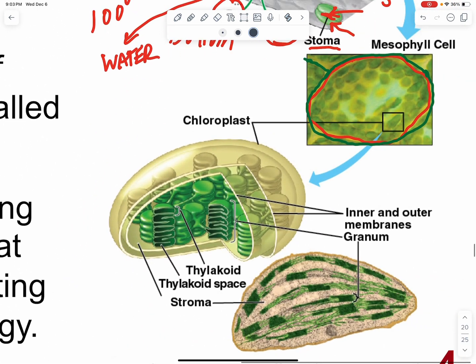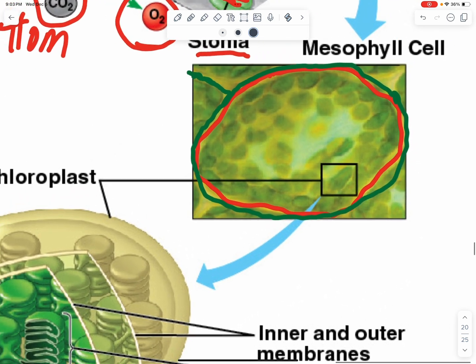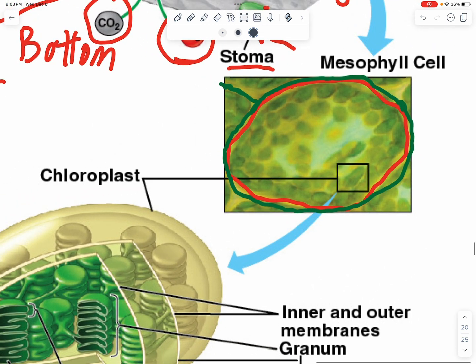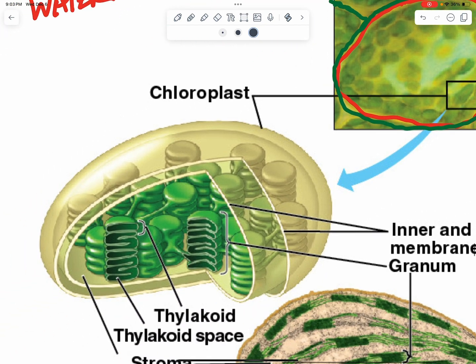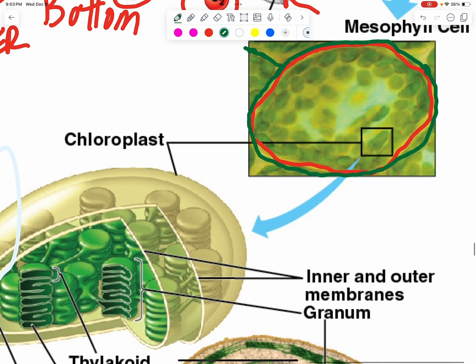So we are now zoomed in on one cell, and the place where photosynthesis takes place is right over here in the organelle called the chloroplast. So now we are zooming in on one chloroplast. It looks like an entire cell, but it's actually just the organelle inside the cell.